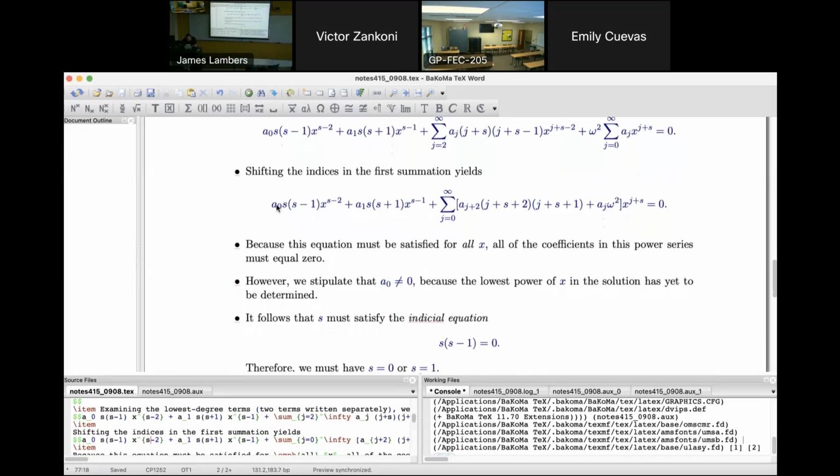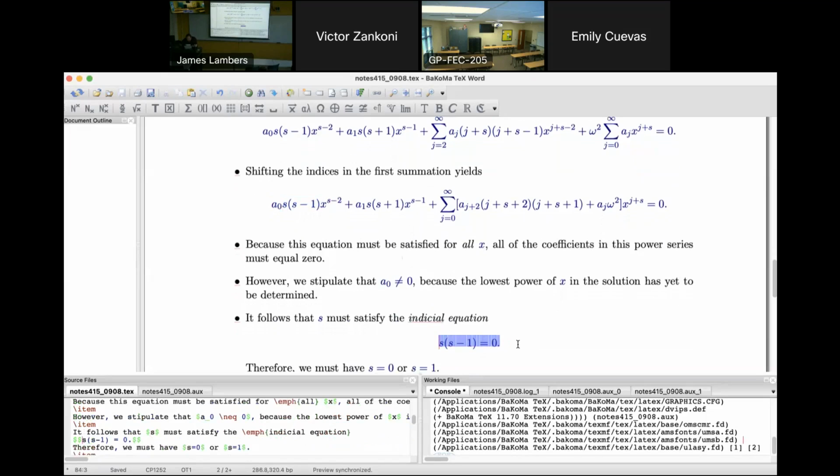Because this whole expression multiplying x to the s minus 2 must be 0, but a0 is forbidden to be 0, the rest of this, s times s minus 1, must be 0. And this leads to what's called the indicial equation. That gives us two possibilities for s: either s must be 0 or s must be 1. It makes sense that there would be two possibilities because there are two linearly independent solutions. So each choice of s leads to a different solution.